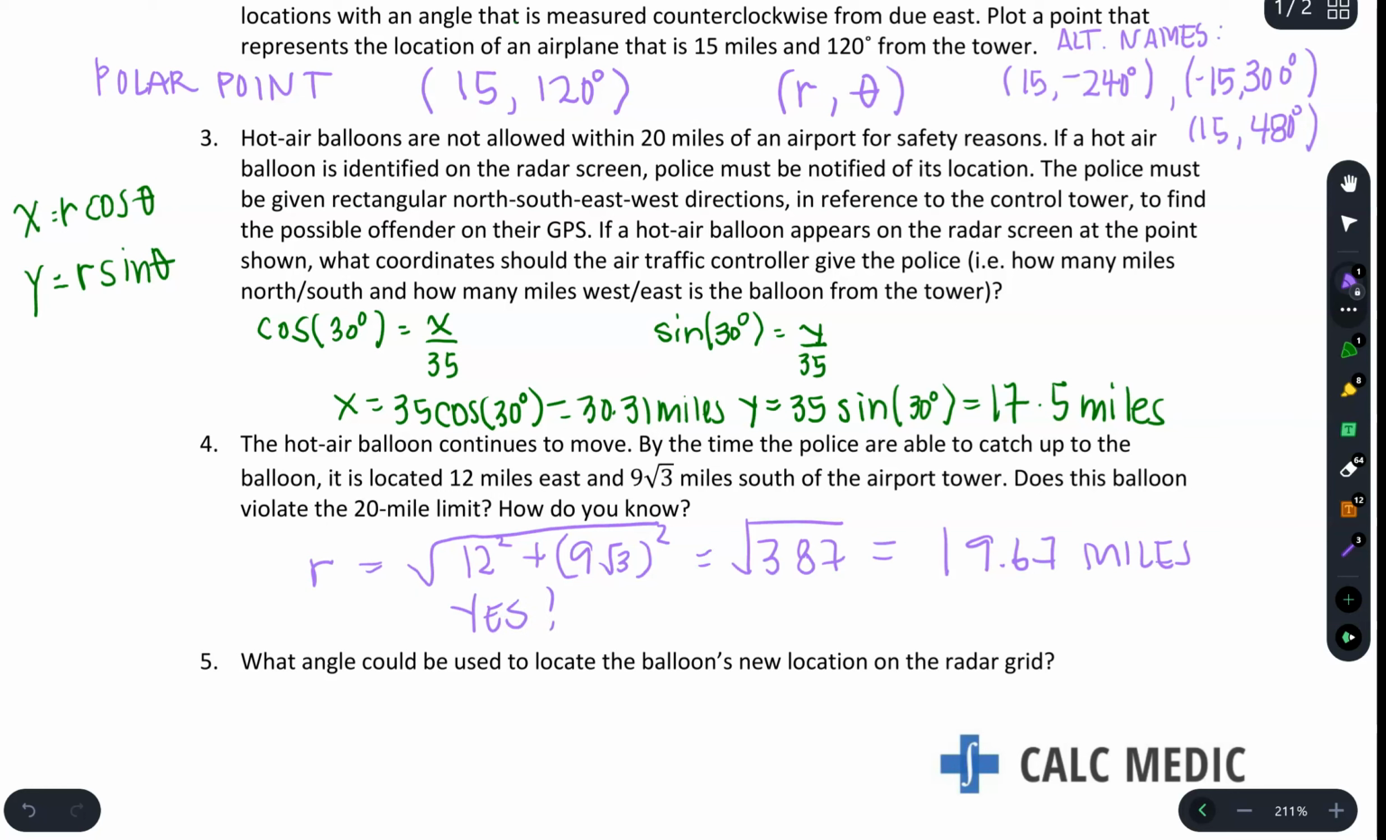Okay. Alright, so to find your r value, if you don't know it, then you can take your x value, square it, and your y value, and square it, and then take the square root of it.